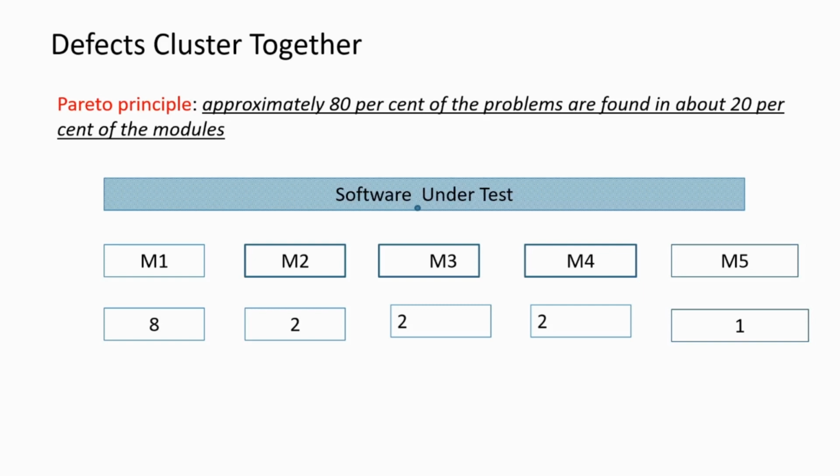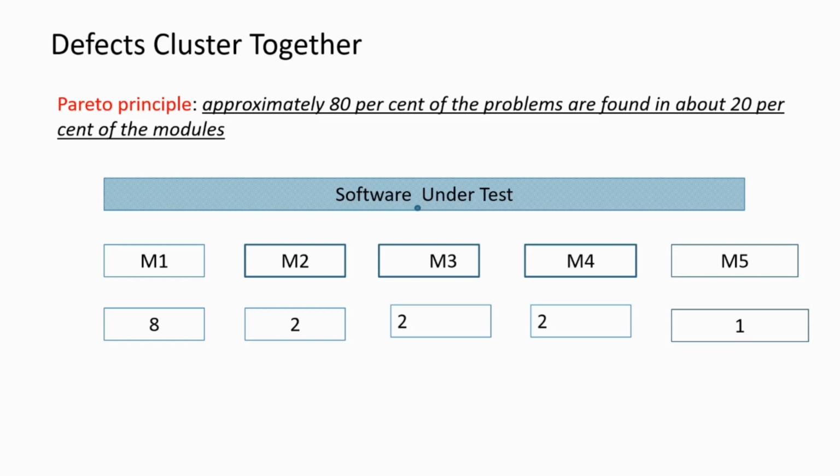Let's come to another principle which says defects cluster together. This principle is based on the Pareto principle, which says approximately 80% of the problems are found in 20% of modules. So let's understand it with another example. We have a software under test, and for example, it is categorized into 5 different modules: M1, M2, M3, M4, M5. And we are getting a lot of defects within these modules.